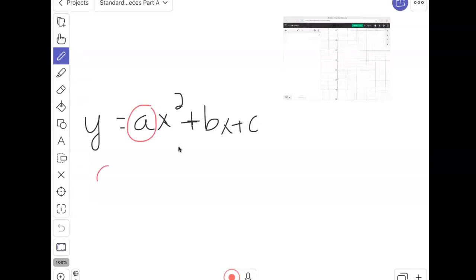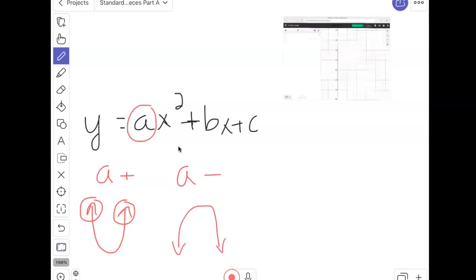If the a number is positive, it tells you that the graph is going to open upwards. What I like to think about is if it's positive, it means the ends are going to be pointing in the positive direction. If the a value is negative, then I know that the two ends will be pointing in the negative direction, so it'll be opening down. So I think of a positive as opening up, and a negative as opening down.